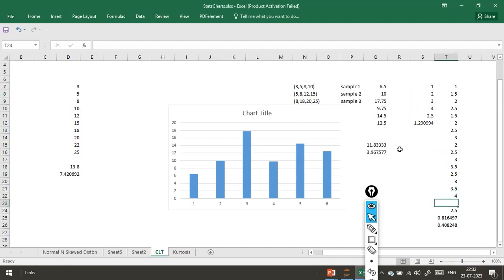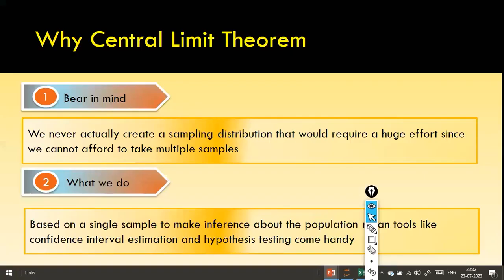Do you think it is practically possible in a real-time scenario? Do you think the population has only 4 values in it? No, right? In the population, we have a huge volume of data. You cannot draw all possible combinations of samples from your population. We never actually create a sampling distribution, as that would require a huge effort since we cannot afford to take multiple samples.